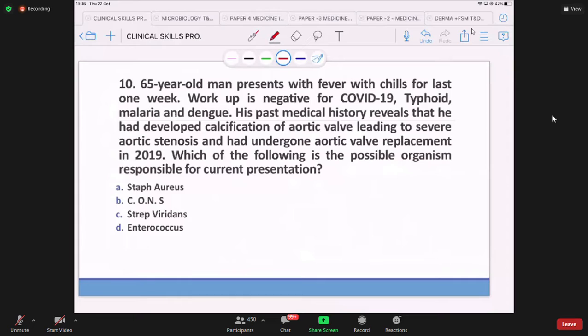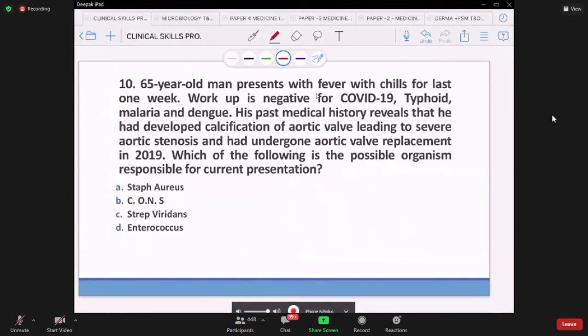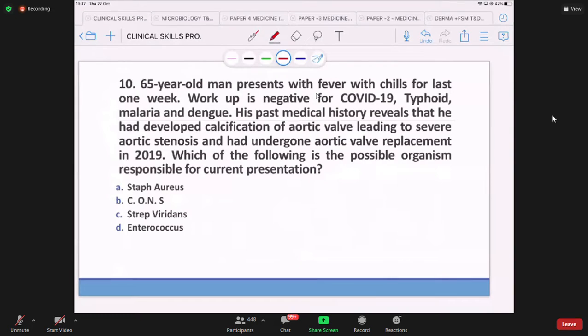This question is about a 65-year-old man. He has fever with chills for the last 1 week. So the doctor did testing for COVID-19, typhoid, malaria, dengue. I mean, common infections, right? The common infections are negative. The past medical history tells you that this man has aortic valve calcification and had undergone an aortic valve replacement. The moment you read that, you know that anybody who has fever and a history of valvular heart disease, with a history of valve replacement, the clinical diagnosis is query infective endocarditis.